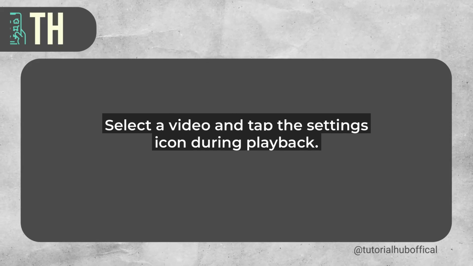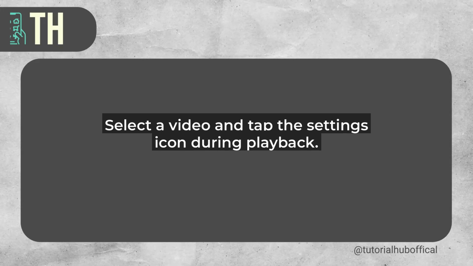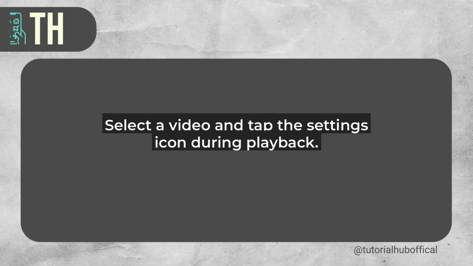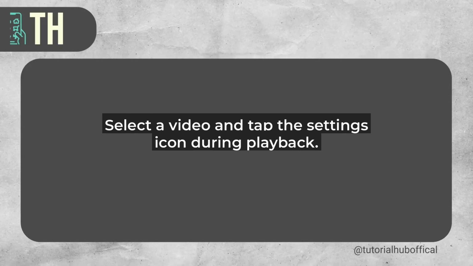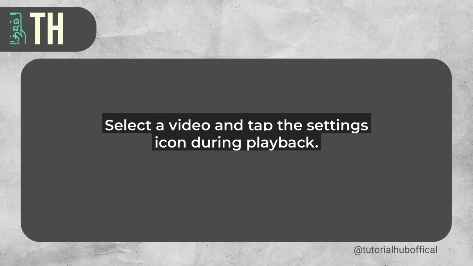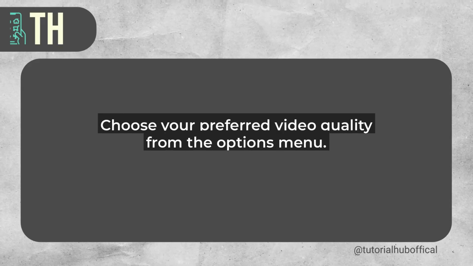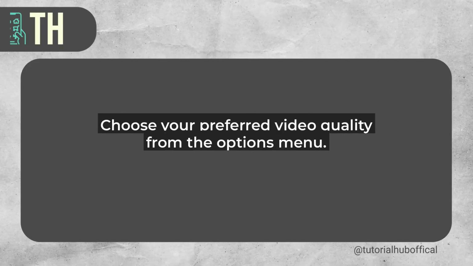Starting with the mobile app, which is what most people use on the go. Open your Prime Video app on your smartphone or tablet. Once you're in, select the video you want to watch. Now, as the video starts playing, look for the settings icon. It's usually a gear or 3 dots in the bottom right corner.